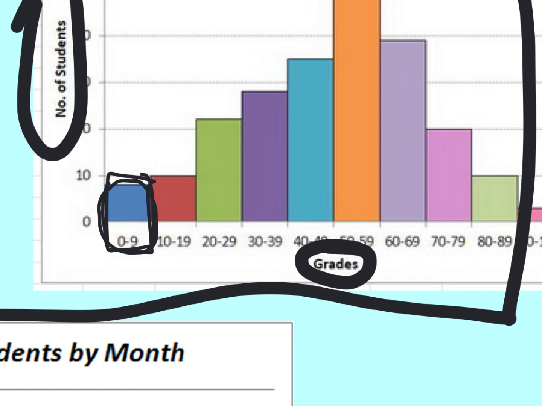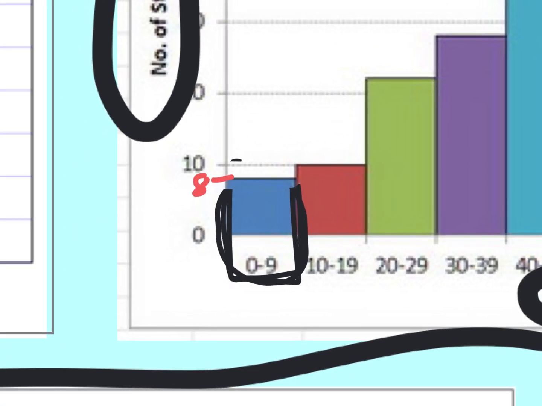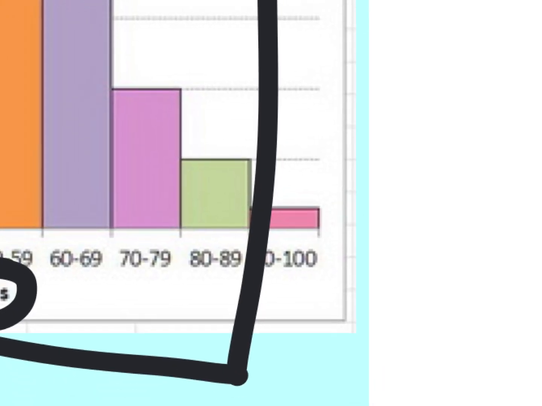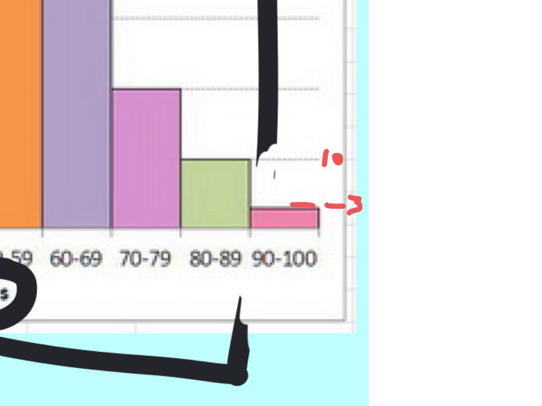Okay, this is really weird because we almost never have anybody down that low. But it looks like there is about 8 people, maybe 9. If I zoom in right here, to me that looks like about 8. There was 8 kids that were between 0 and 9. Over here, this means there was about 2 kids, because that's 10. To me, maybe that's 3. There was 3 kids that were between 90 and 100.